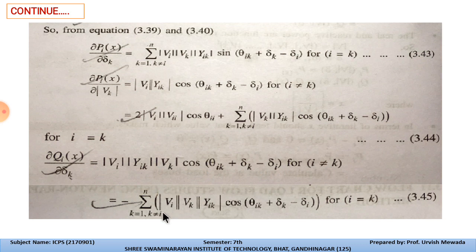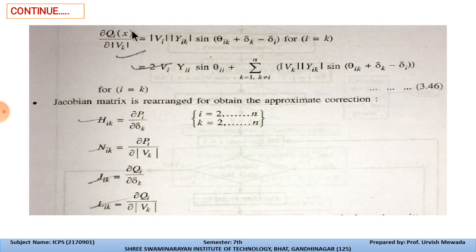So for this we have the solution, the sum over k = 1, k not equal to i, up to n. This is the value that we put for the nth number of iteration, where i is equal to k. So for that ∂Qi/∂|Vk| will be this equation, the solution 2|Vi||Yii| sin θii plus the sum over k = 1, k not equal to i. This is the value that we placed from the previous equation.